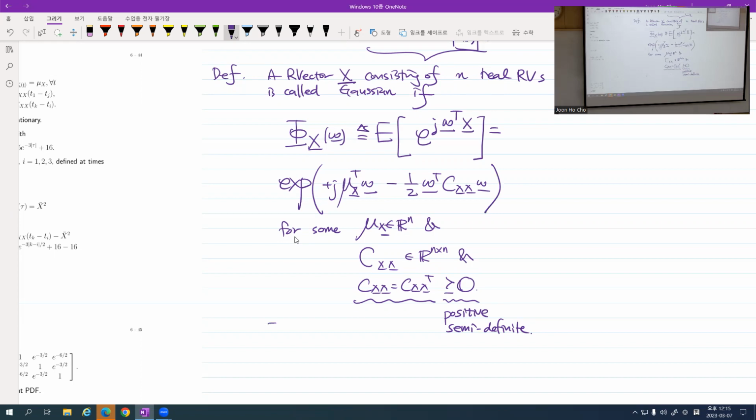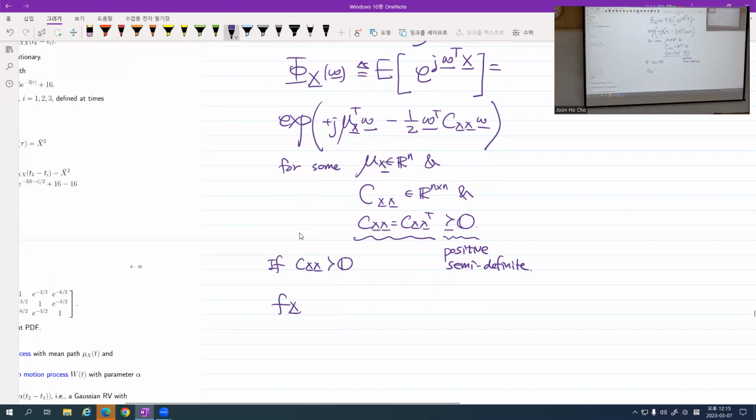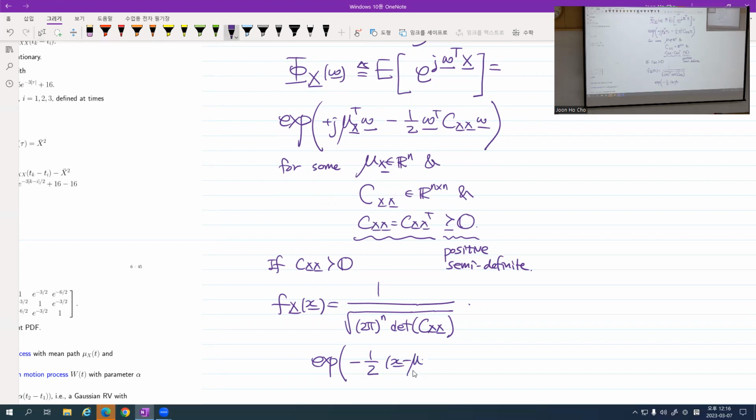So in the special case where the positive semi-definite matrix is positive definite, then we can describe this distribution in terms of the joint PDF. Great. And it is what? The square root of 2 pi raised to the power of n, times the determinant of this matrix, and you have exponential minus 1/2 (x minus mu x) transpose C xx inverse (x minus mu x). Done.